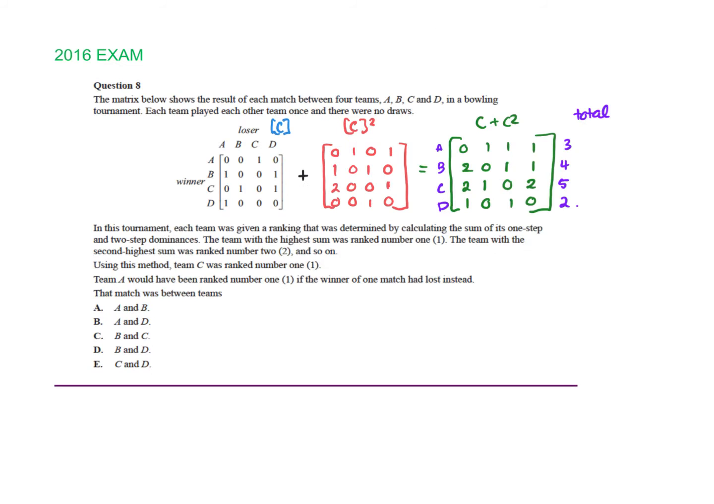Okay, question 8. The matrix below shows the result of each match between 4 teams, A, B, and C, in a bowling tournament.